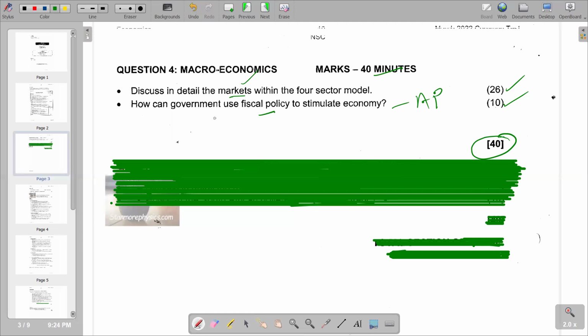According to our main body, we are going to discuss in detail the markets within the four sectors. We have different markets: we can talk about the product or goods market, the factor or resource market, the financial markets, and finally the foreign exchange markets. So we are going to go market by market and discuss in detail, as required by the question.